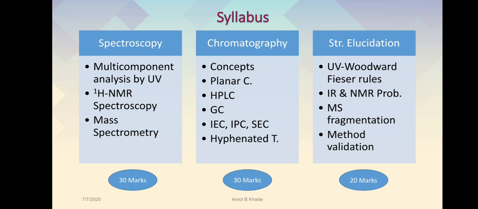So if you carefully look at the syllabus, usually the University of Mumbai has a semester end question paper for 80 marks, out of which roughly 30 marks are given for spectroscopy, roughly 30 marks for chromatography, and 20 marks for structural elucidation. So altogether it contributes 80 marks.